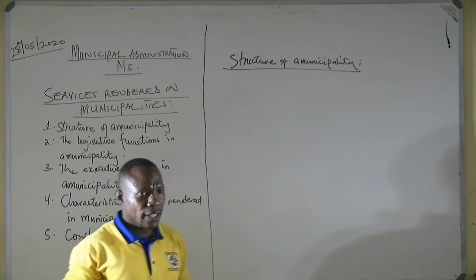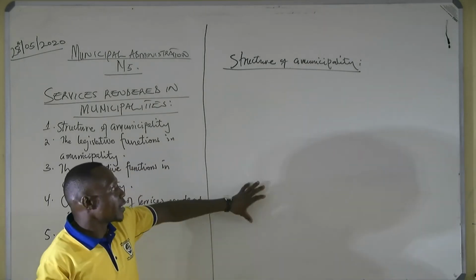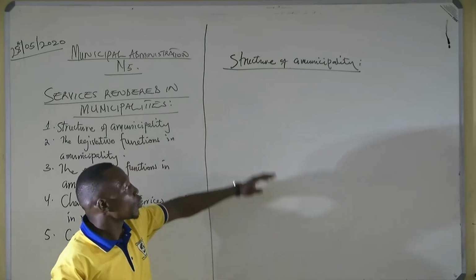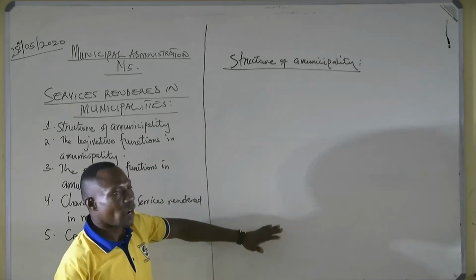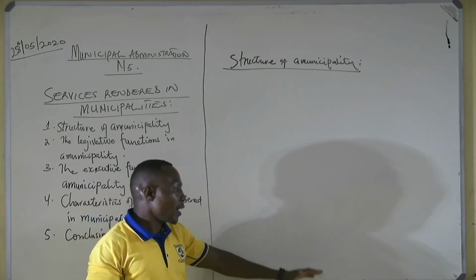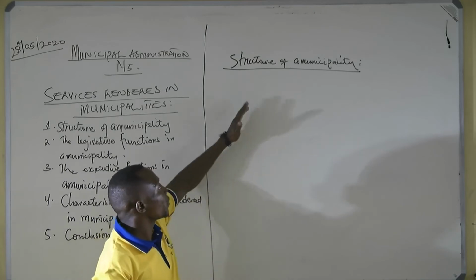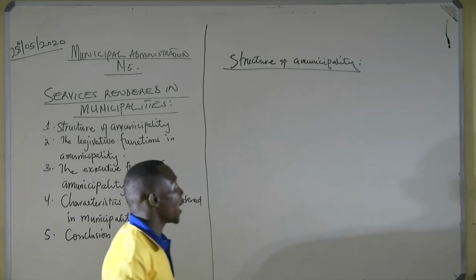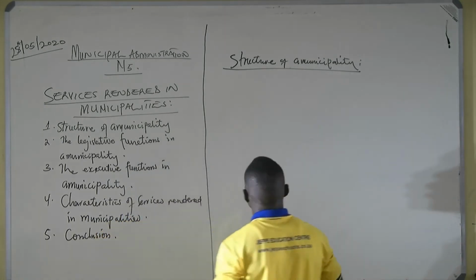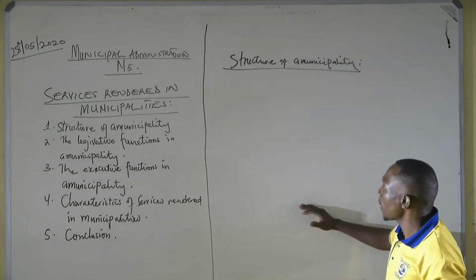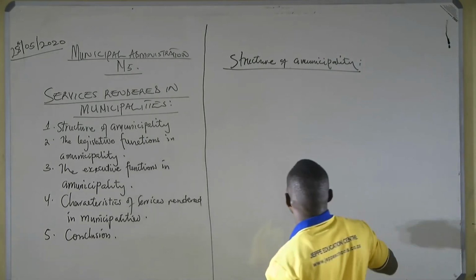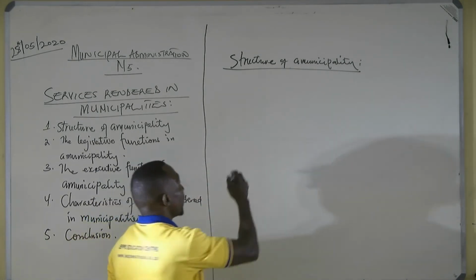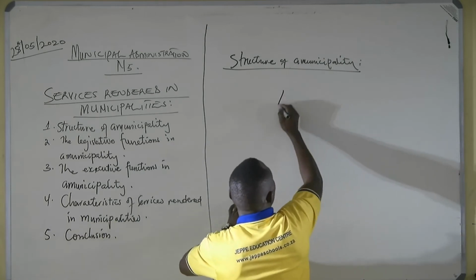Each and every municipality must have the three systems of governance, which are executive, judiciary, and legislature. This structure of a municipality tries to explain properly each level of a municipality and the respective administrators who are in charge of different divisions to ensure efficient, effective, and also accountable plus economical service delivery.